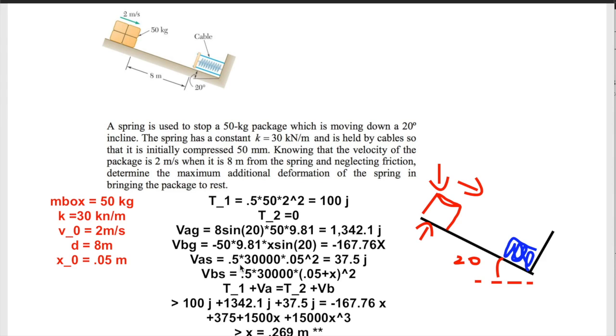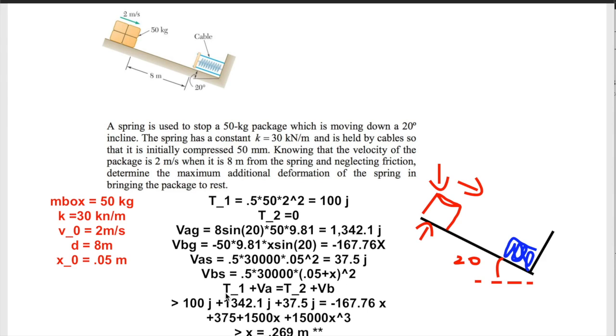Potential energy due to the spring at A. We just plug it into our 1/2 K times the elongation squared. Get this right here. And then we do the same thing for B, except we're going to add this initial distance it's compressed. And we get that equation.